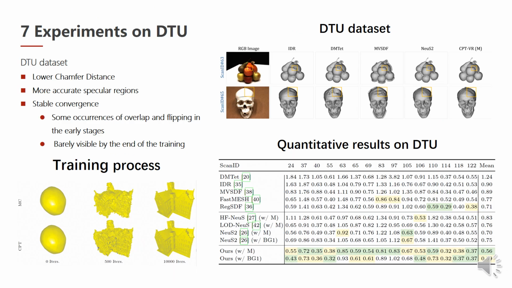We benchmark our method against the state-of-the-art methods on the DTU dataset. As denoted in the table, our method outperforms other surface rendering methods on most scans. Note that our method achieves the lowest value in mean CD, which is lower than the second-best surface rendering method, RegSDF. Since SDFnet in our method has a similar structure to that in NeuS2, we also compare with NeuS2 and other volume rendering methods. Our method surpasses NeuS2 on the vast majority of scan IDs. As shown in the bottom left figure, our model achieves stable convergence. Although some overlap and flipping appear in the early stages, they are barely visible by the end of the training.